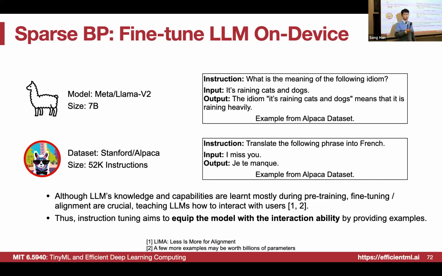Here are several examples from the Stanford Alpaca dataset. For example, what's the meaning of the following idiom? The input is, it's raining cats and dogs. And the output should be, the idiom "it's raining cats and dogs" means that it's raining heavily. Another instruction: translate the following phrase into French, and then it's translating the input into French. Those kinds of instructions try to equip the large language model with interaction ability by providing some examples.